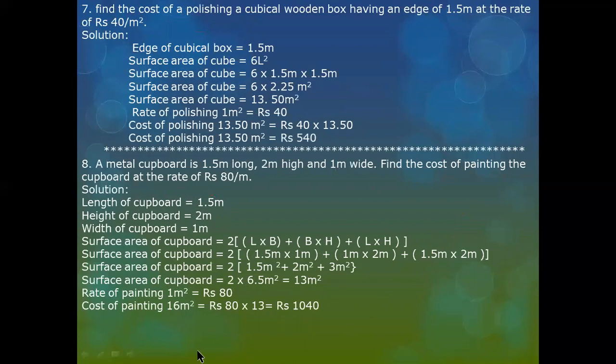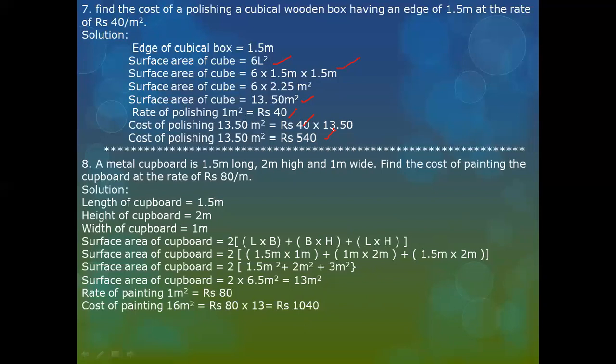Dear students, in sum number 7, find the cost of polishing a cubical box having an edge of the 1.5 meter at the rate of rupees 40 per square meter. Dear students, here edge of the cubical box 1.5, surface area is equal to 6L square. After placing value of the length 1.5 meter, 1.5 meter, we have the answer 13.5 square meter. Dear student, the rate of the polishing 1 square meter is equal to 40 rupees. Now here, for 1 square meter, you will replace 40 rupees, 40 multiplied by the total surface area 13.5, and its exact answer rupees 540 will come. This is the complete solution.